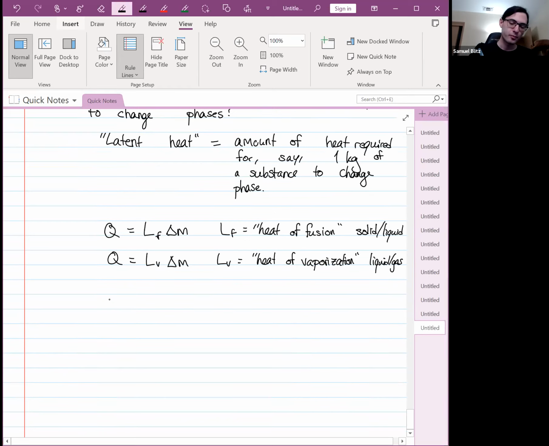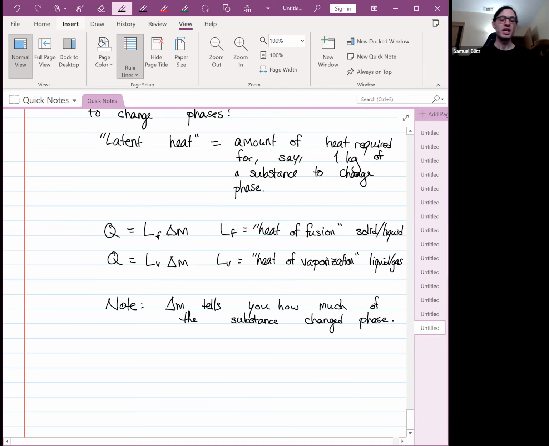Now, to be clear, delta M is not like there's more mass at the end than there is initially. Delta M is not a time delta. It's not like before and after. It's an amount delta. How much liquid did you start with? How much liquid did you end with? Because the rest of it turned into gas. So here, delta M tells you how much of the substance changed phase, in kilograms, assuming that your latent heats are measured in kilograms.